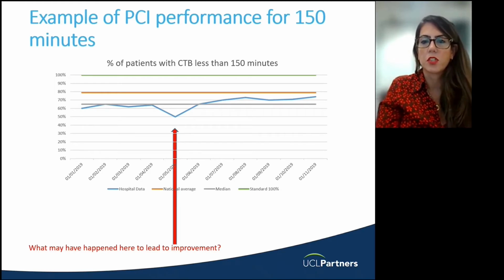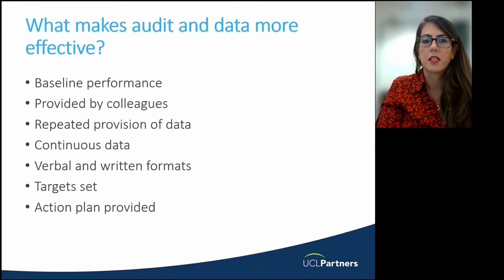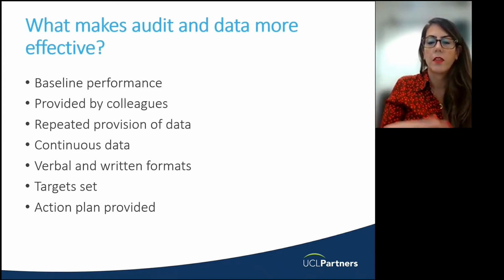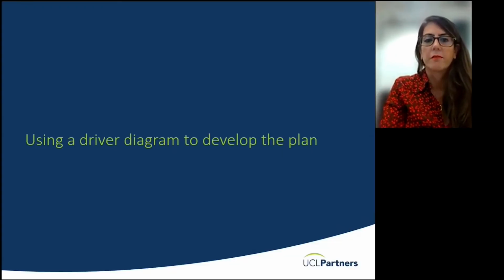So this section was just about the data. What makes data really effective? Well, it's about making sure that you've got baseline performance to compare to, that data is provided by colleagues, that you can see it over time and it's continuous, and there's lots of different formats, but that you really set targets and action plans and you use that to measure change. So you can use your audit data as a way of starting to look at that, but you may well need to go into more local data sets to understand how things are evolving.